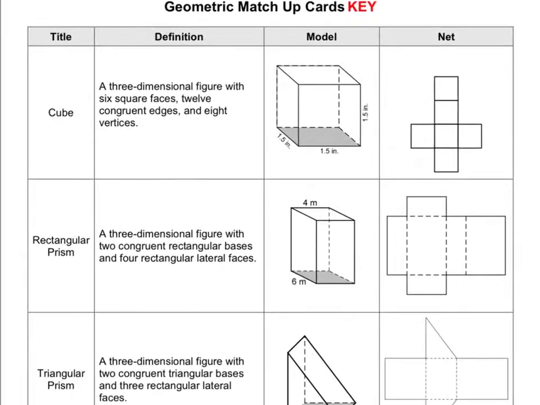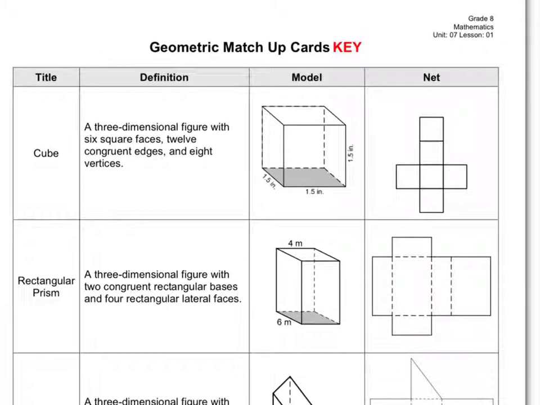vertices. So we're looking at 6 faces, 1, 2, 3, 4, and your 2 bases, which is 6. 12 congruent edges: 1, 2, 3, 4, 5, 6, 7, 8, what did I miss? 9, 10, 11, 12. Okay. And 8 vertices. The 8 vertices is where your edges meet. 1, 2, 3, 4, 5, 6, 7, 8.